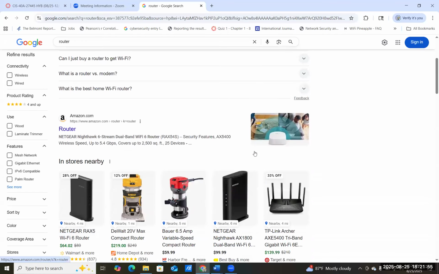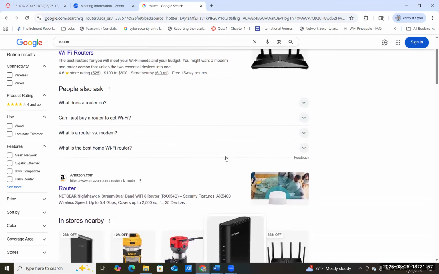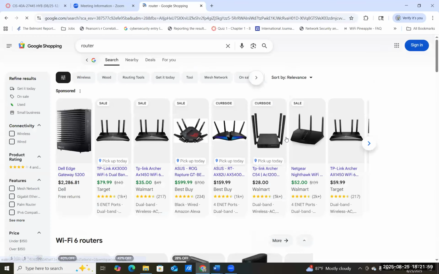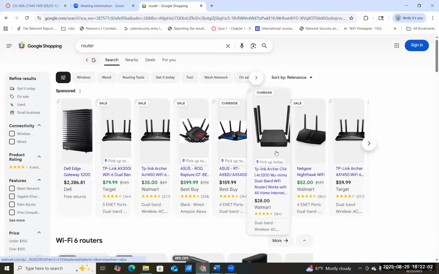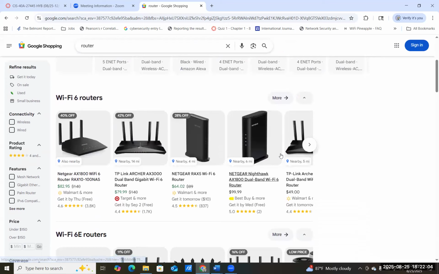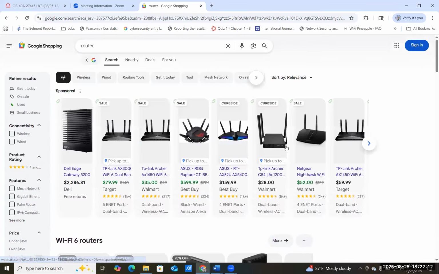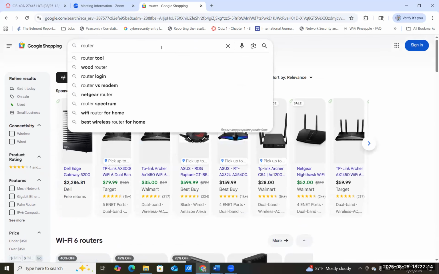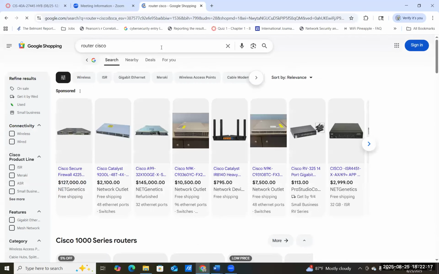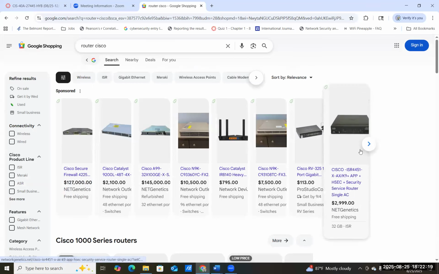It's going to try to give you wireless routers like this, but wireless routers like this are only for very small business or home use. You can use your wireless router like this, right? But you can say Cisco router. So I want you to see the range of routers, $127,000, right?